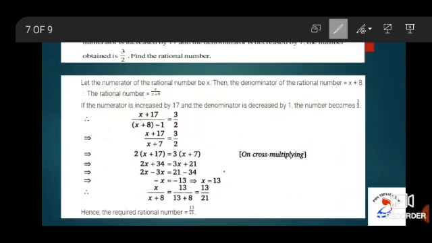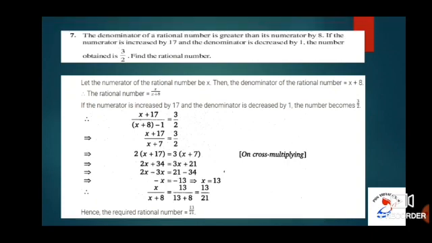Now we will see the last problem of exercise 2.6, that is, the denominator of a rational number is greater than its numerator by 8. If the numerator is increased by 17 and the denominator is decreased by 1, the number obtained is 3 by 2. Find the rational number.